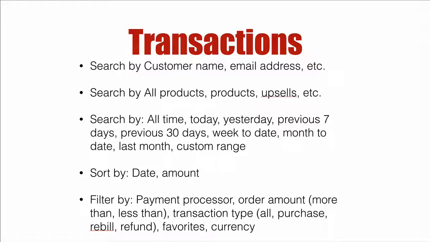You can also search by products, all products, individual products, upsells, downsells, etc. You can also search by time: all time, today, yesterday, previous 7 days, previous 30 days, week to date, month to date, last month, custom range. One of my favorites is simply month to date. And I usually know how much I made compared to last month, so it's a nice comparison.